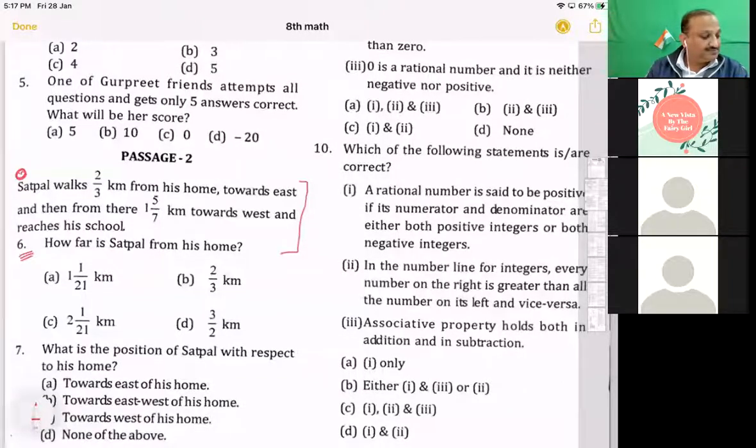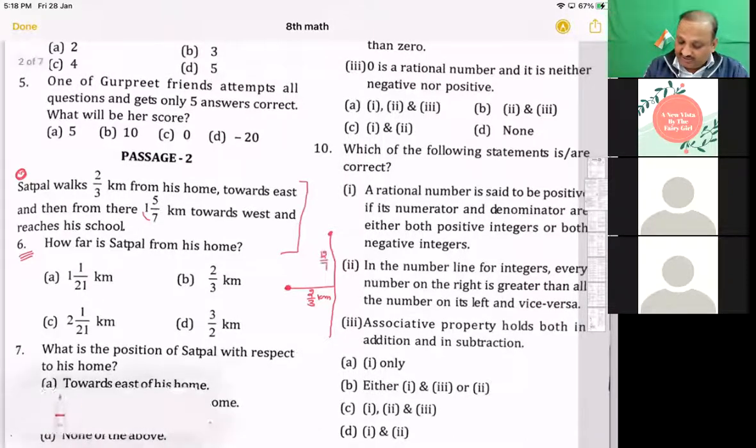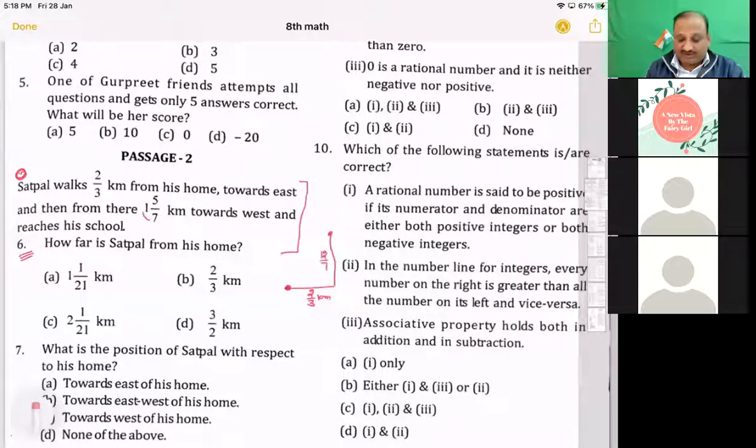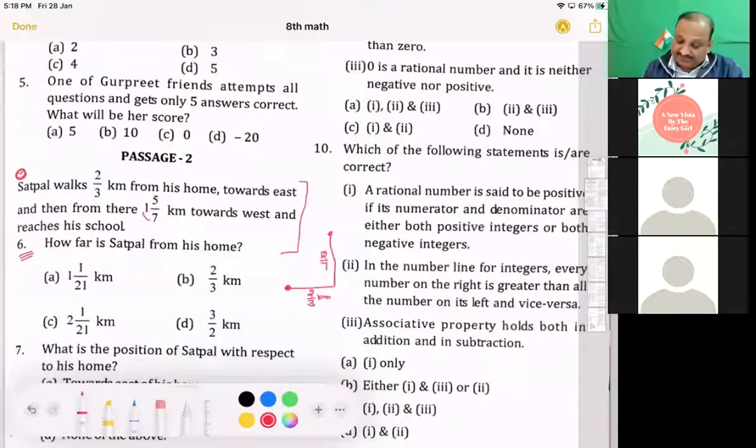What is going on? He said, Satpal walks 2 by 3 kilometers from his home towards east. देखिए, 2 by 3 kilometers towards east. ठीक. And then from there, देखिए अगर हम इसको कन्वर्ट करें 12 by 7 towards, देखिए यहां पे खड़ा हो, वेस्ट. ठीक. तो इट बिकम्स 12 by 7. यहां पे खड़े होकर उसकी पोजीशन देखिएगा वेस्ट. एंड ही सेड एंड रीचेज हिज स्कूल. तो अपने स्कूल में वो यहां पे पहुंच गया.